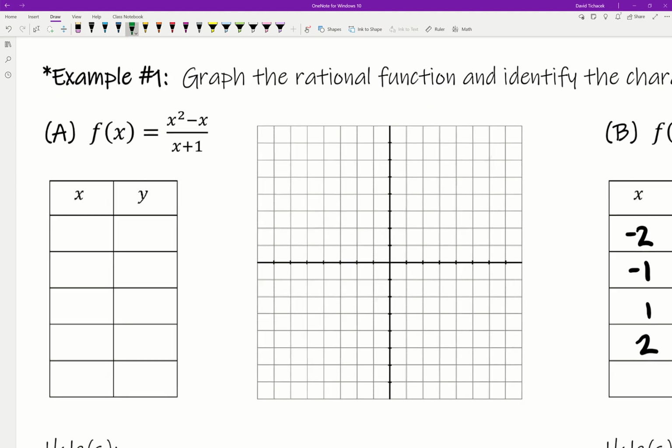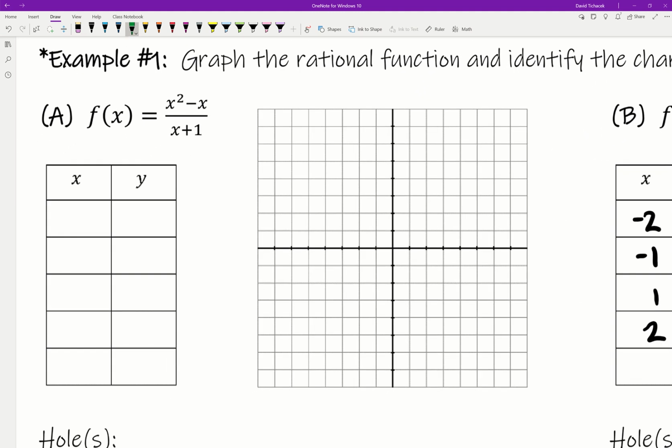So I'll take you through this first example. We just need to graph this rational function and then identify all the characteristics below. We have f of x is equal to x squared minus x, all divided by x plus 1, and we just need to provide a quick hand-drawn sketch of this.